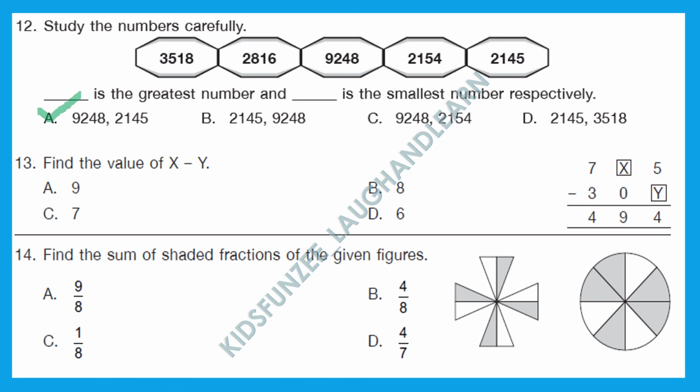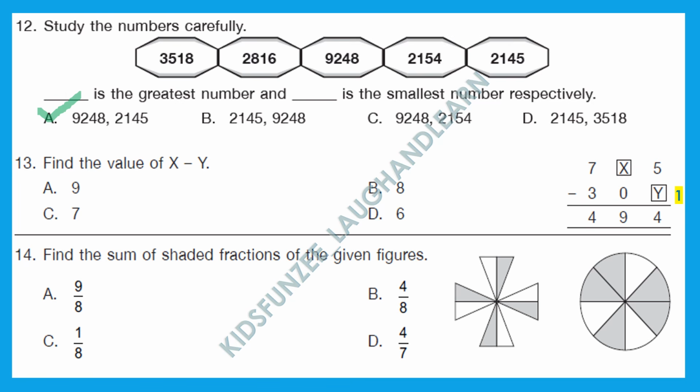Let's see 13. Find the value of x minus y. Here is one equation and we have to find the value of x minus y. So before that we have to find the value of x and the value of y. Let's see. 7x5 minus 30y will give you 494. Now let's first see the ones. 5 minus something will give you 4. So what do we subtract from 5 that gives us 4? It's very easy. It's 1. So 5 minus 1 is equal to 4. So we got the value of y, which is 1.